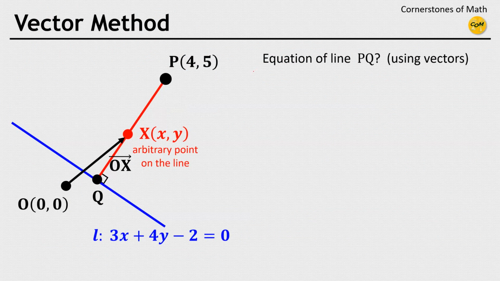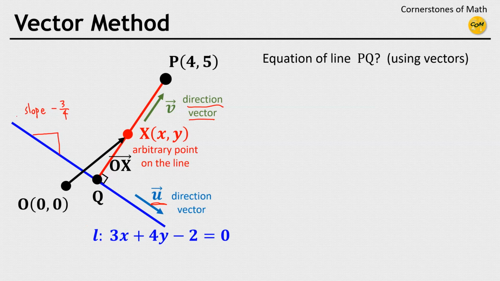In order to obtain the equation of line PQ, we first need its direction vector v that is parallel to the line. And we can find this direction vector v using this direction vector u, which is the direction vector of given line L. We can find vector u from the slope of line L, which is -3/4. This means that as x increases by 4, y decreases by 3, so the direction vector u is given as (4, -3).